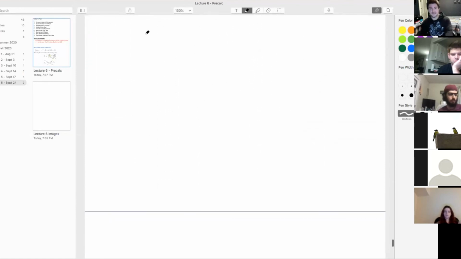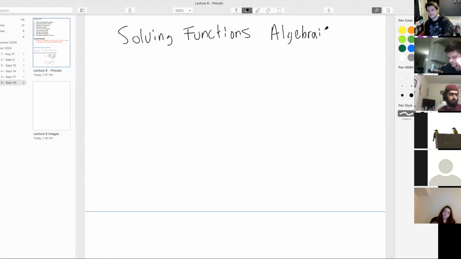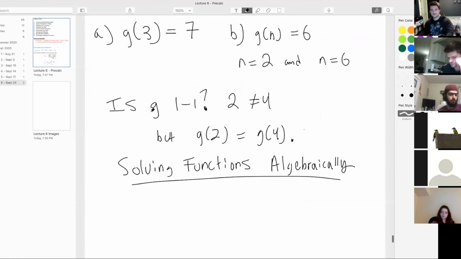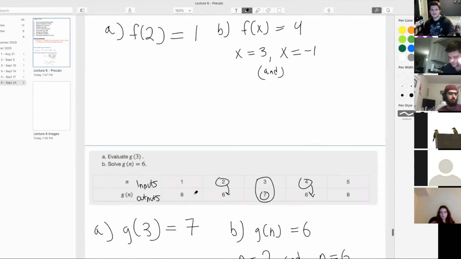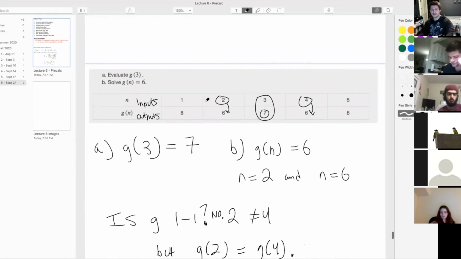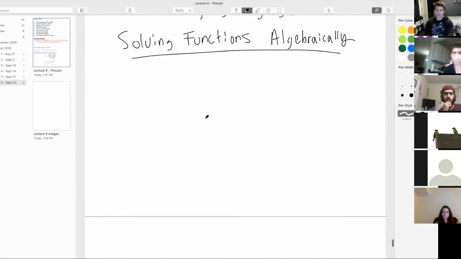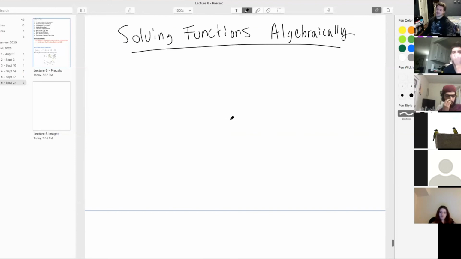Okay, next. So we're just going through a bunch of little topics here. Next, we'll do solving functions algebraically. All right, so the answer here was no. Okay, so we solved functions from a table, and we also solved them graphically. Let's do a few examples solving them algebraically.